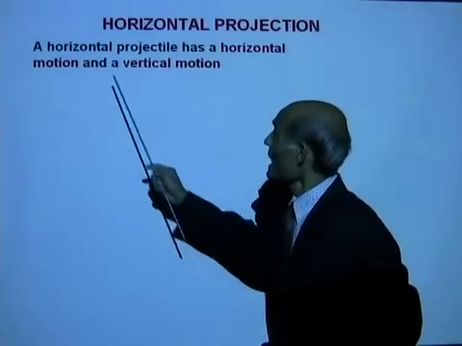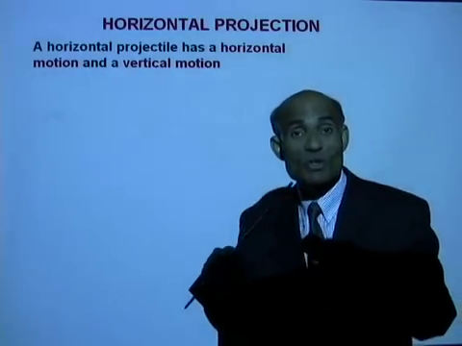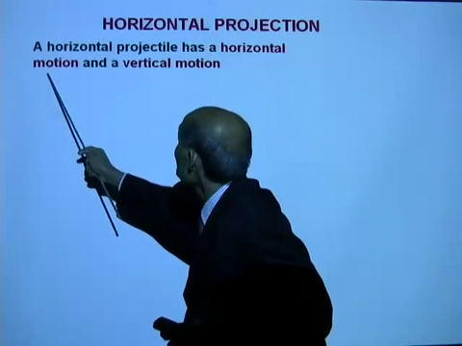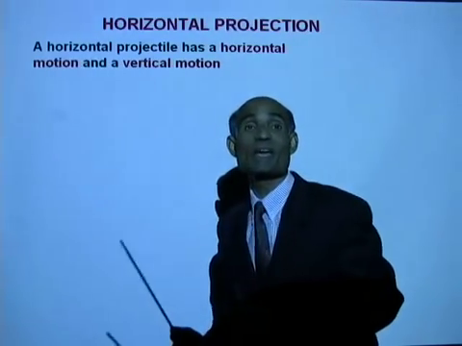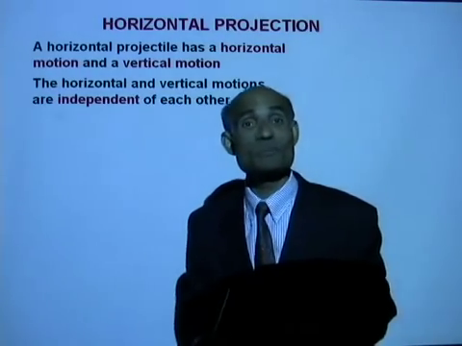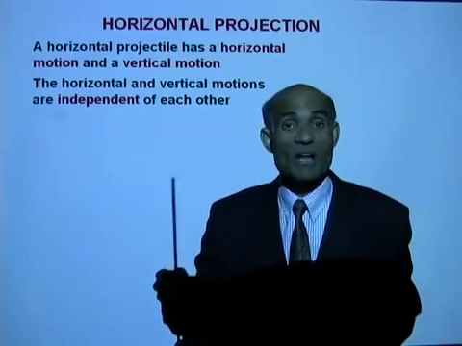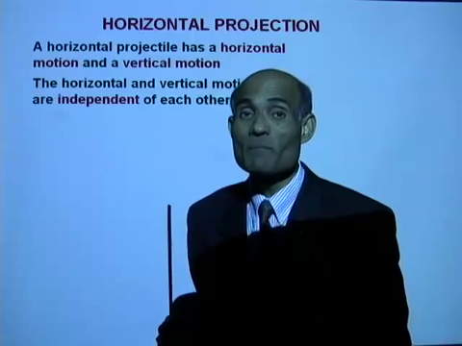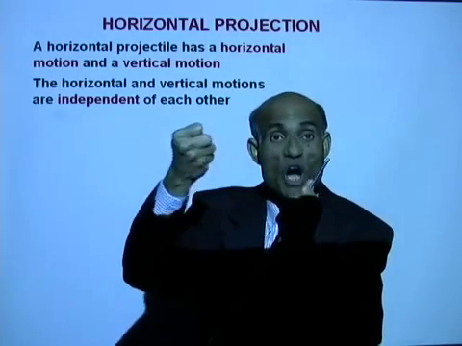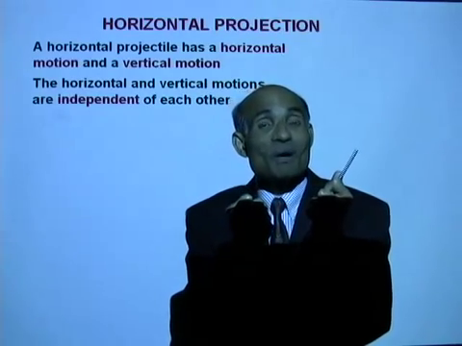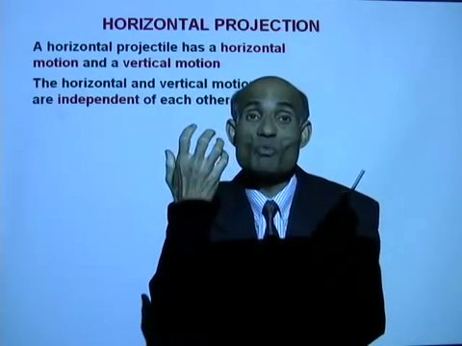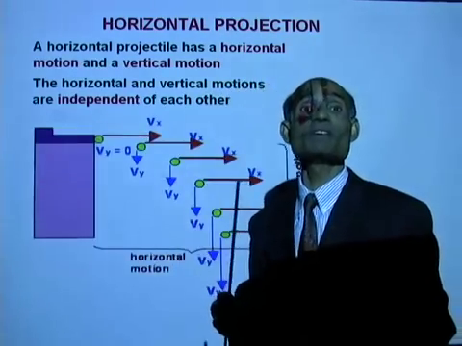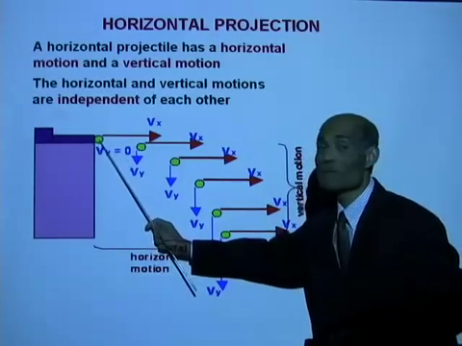Okay. Now, a horizontal projectile, that is what we're going to concentrate on in this part of the lesson, has a horizontal motion and a vertical motion. And I showed you some time ago that the horizontal and vertical motions are independent of each other. What does that mean again? The horizontal motion does not know that there is a vertical motion. In other words, the horizontal motion will not affect the vertical motion, and the vertical motion will not affect the horizontal motion.